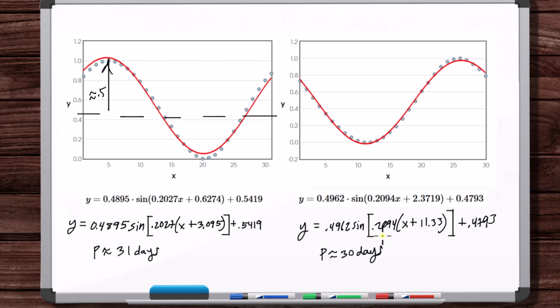So again, this factor was applied to stretch out the normal period of the sine curve, 2 pi, to about 30. Now we have a horizontal translation of 11.33 days. And let's see, so that's maybe about here. So we're starting with sine. If you started out here, then you would start down here. And yeah, you just need to shift it.